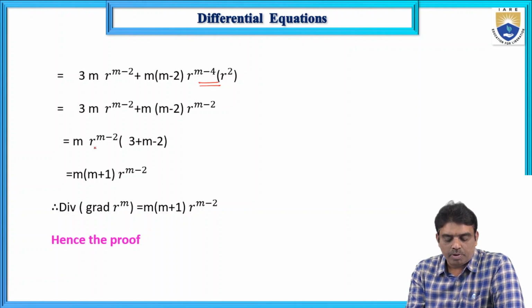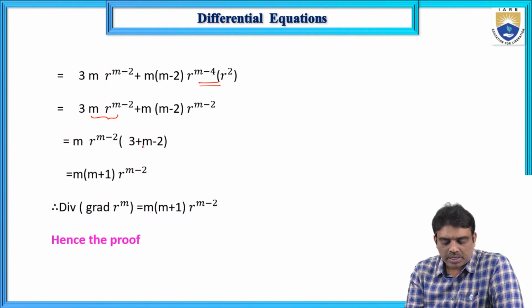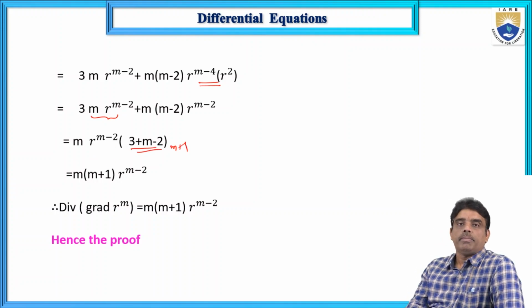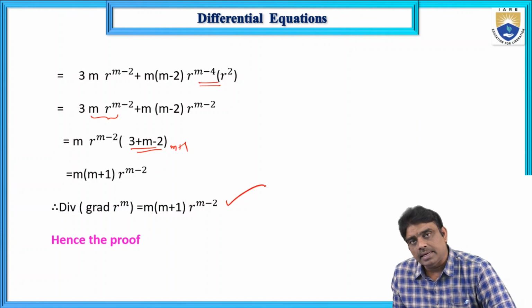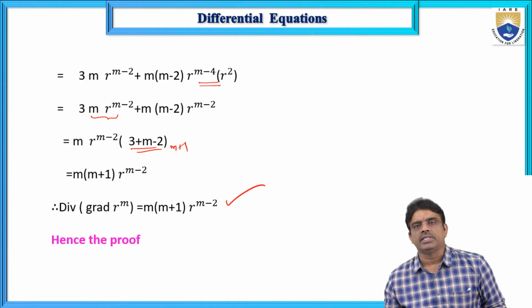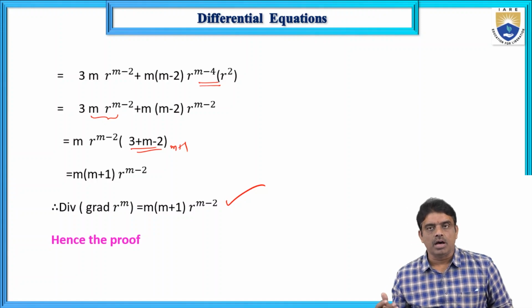Take out m into r power m minus 2 outside, then 3 plus m minus 2 will get m plus 1, so m into m plus 1 into r power m minus 2, and this is the required result. So here we have calculated, as per the procedure, the divergence of gradient of r power m.